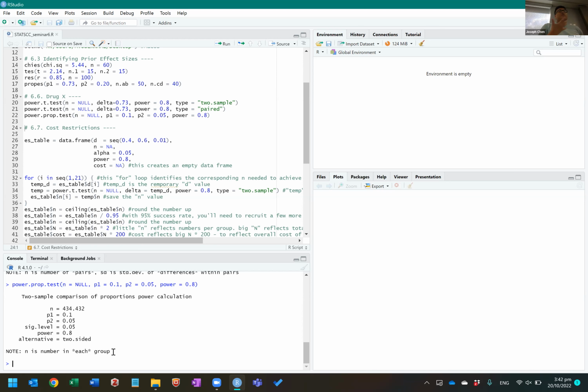So now this is a pilot study. We don't know what the effect size is, although we have a rough estimate of 0.4 to 0.6.